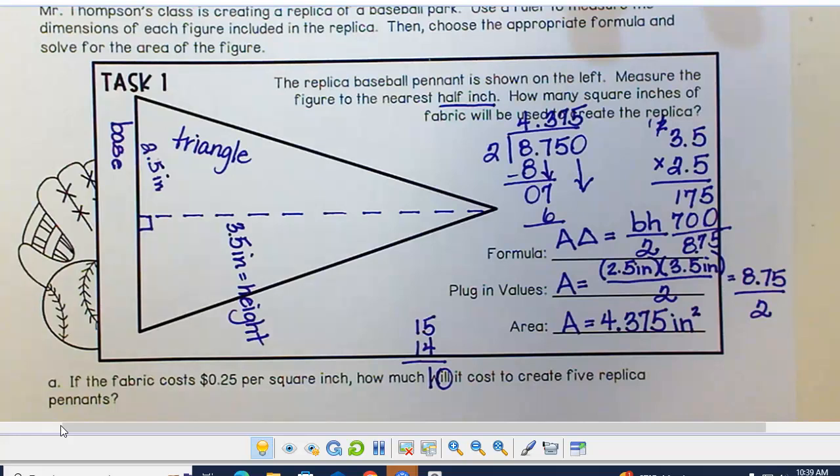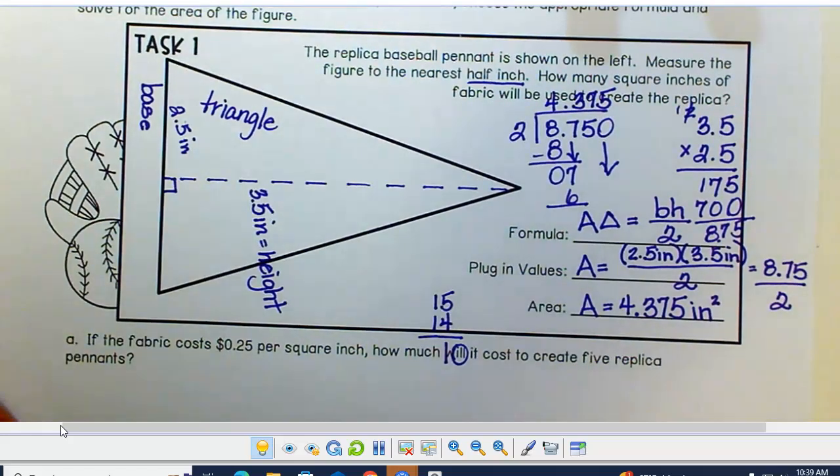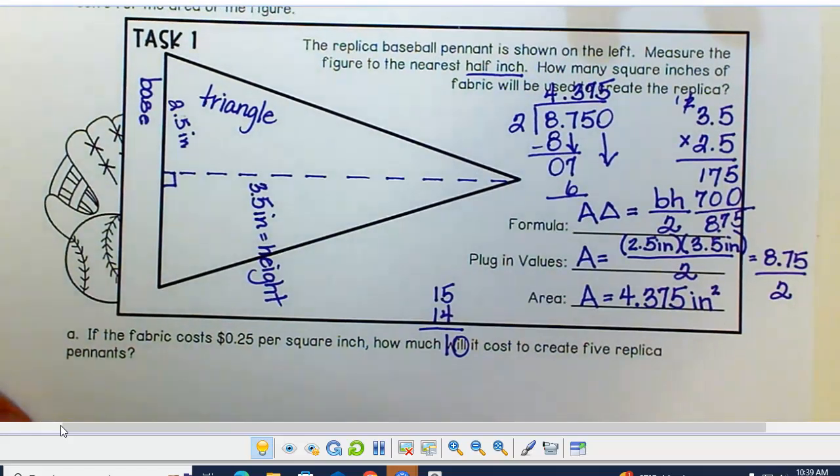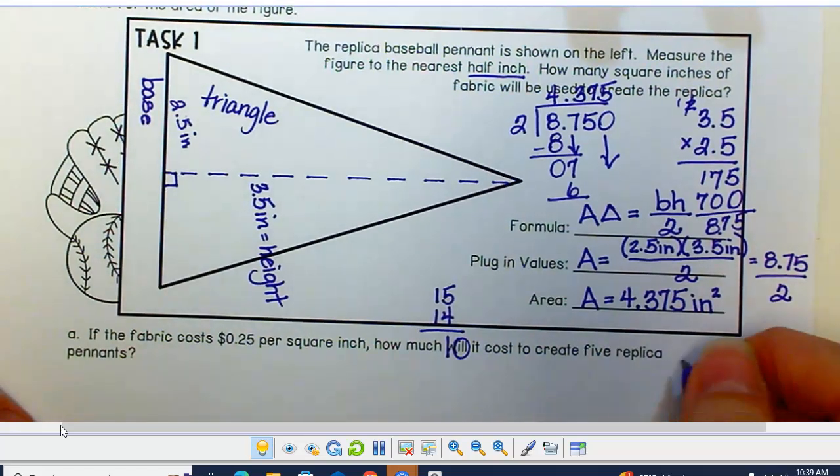Okay. And this says, if the fabric costs 25 cents per square inch, how much will it cost to create 5 replica pennants? Okay, so let's figure out the amount that you're going to spend on one replica pennant, and then we'll figure out for 5.